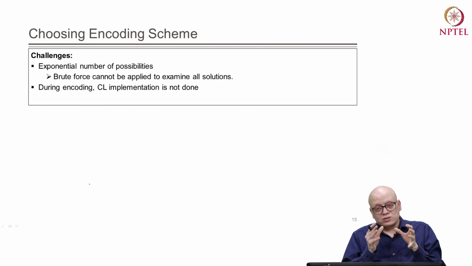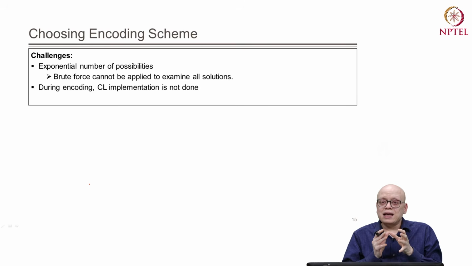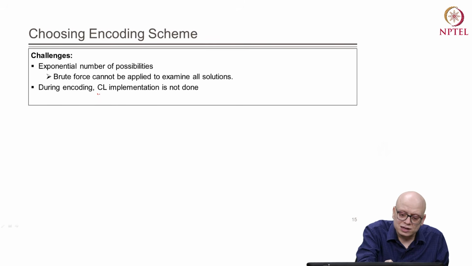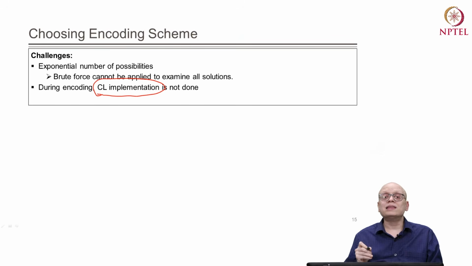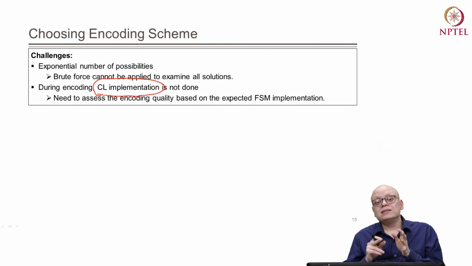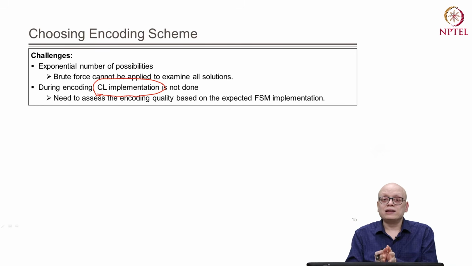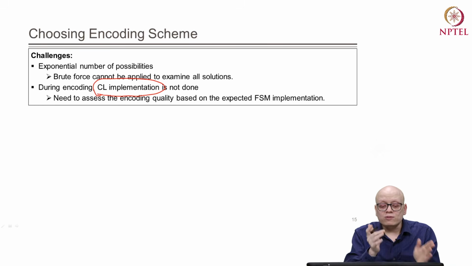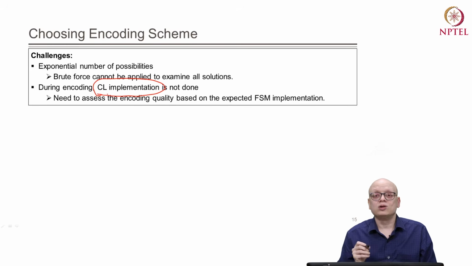So, when we are doing sequential logic optimization, at that stage the combinational logic which implements the next state function and the output function is not yet implemented, right. So, we cannot easily assess the effect of an encoding scheme on the QOR, or the figures of merit, of the combinational logic block, right.